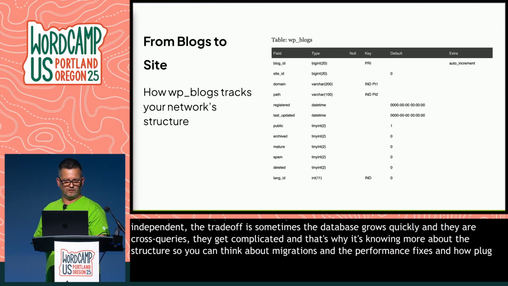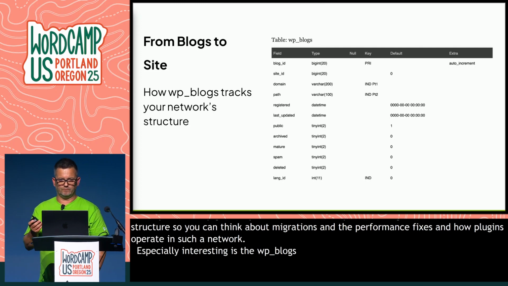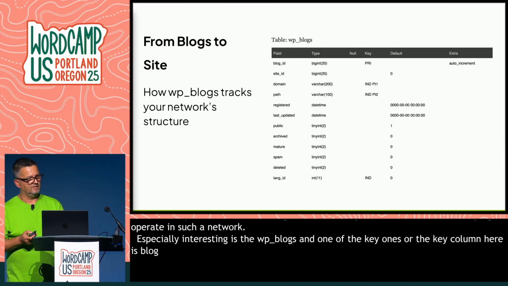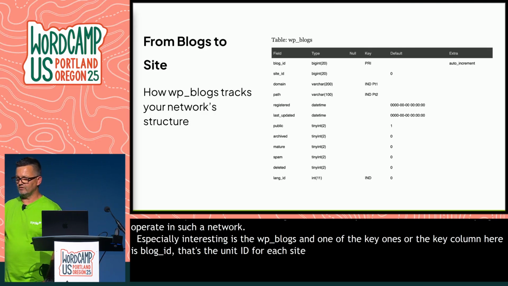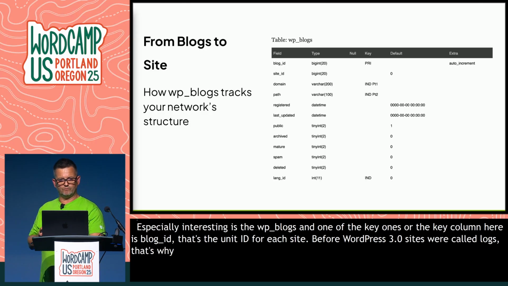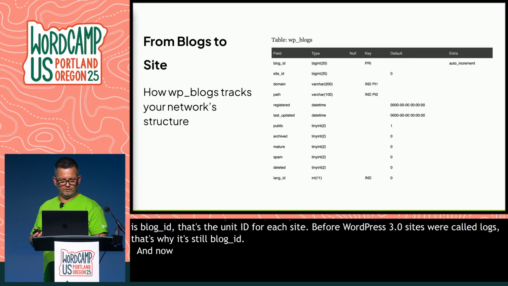Especially interesting is the WP blogs table, and one of the key columns here is blog ID. That's the unique ID for each site. Before WordPress 3.0, sites were called blogs. That's why it's still blog ID. And the other column, which is interesting, is site ID. That's in reality the network ID. If you run just one network, then that's always one. But we will see that even that field matters.